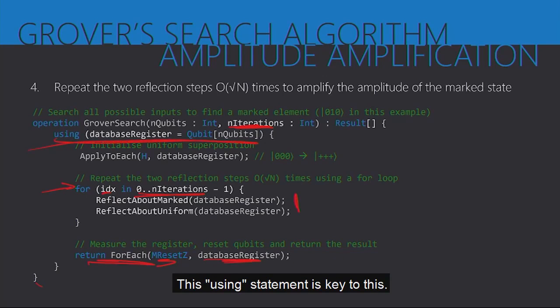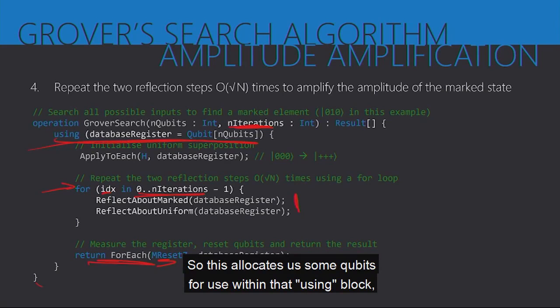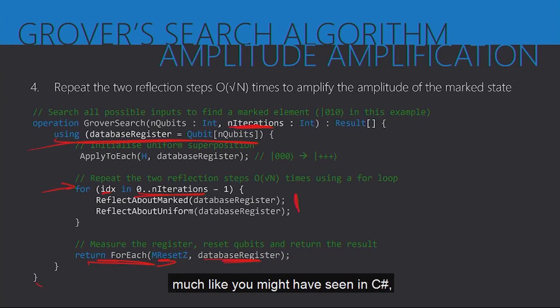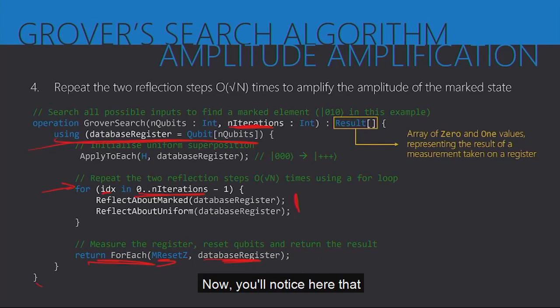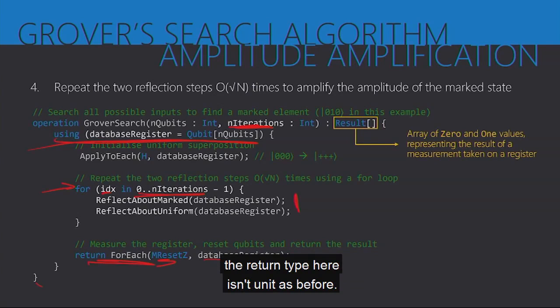This using statement is key to this. So this allocates us some qubits for use within that using block, much like you might have seen in C#. And then it requires that we return those qubits in that 0 state so that it's ready for reuse later. Now you'll notice here that the return type here isn't unit as before. It's actually got a return type of result, a result array in this case. That's just going to be the array of results that we read out from m reset z here that we're returning.